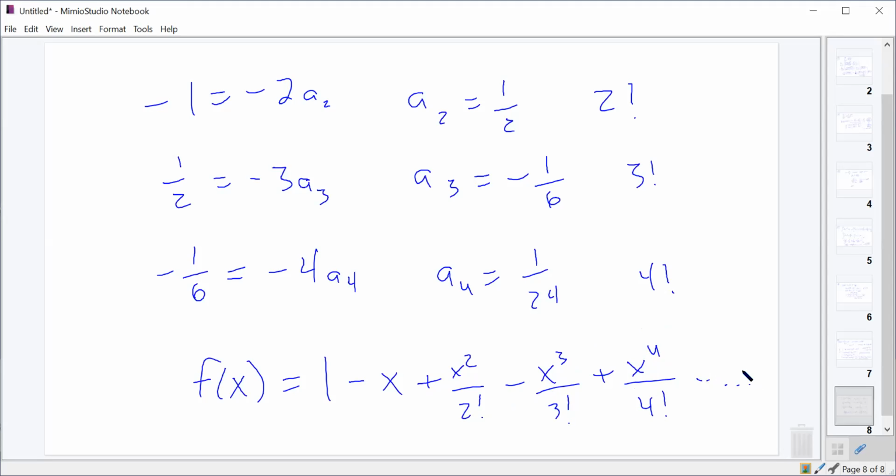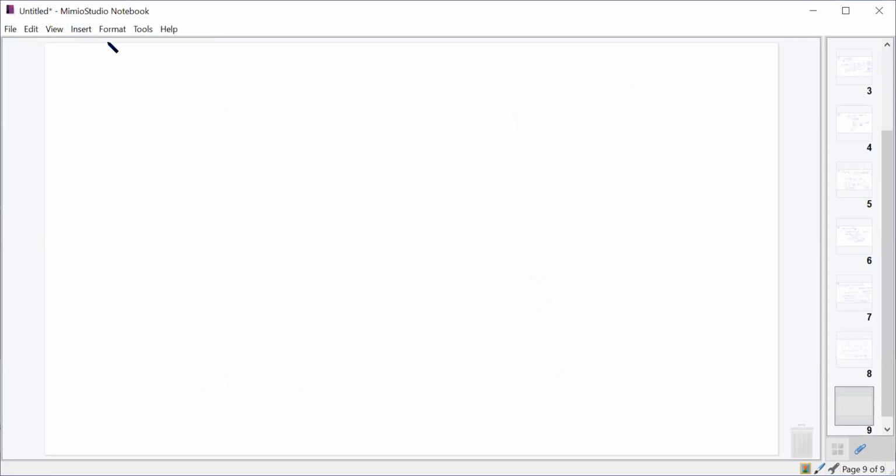I think it says evaluate f of 0.2 to 3 decimal places, right? So that ought to be 1 minus 0.2 plus 0.2 squared over 2 factorial minus 0.2 cubed over 3 factorial. And we'll keep going with as many terms, we'll see how many terms we need.